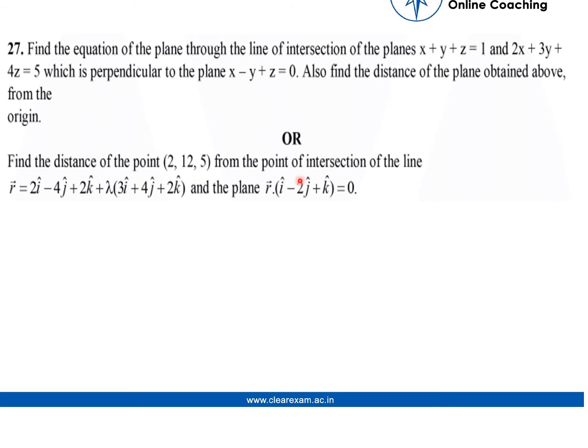Or, find the distance of the point (2, 12, 5) from the point of intersection of the line r = 2i - 4j + 2k + lambda(3i + 4j + 2k) and the plane r · (i - 2j + k) = 0. So first, let's check out the first question.